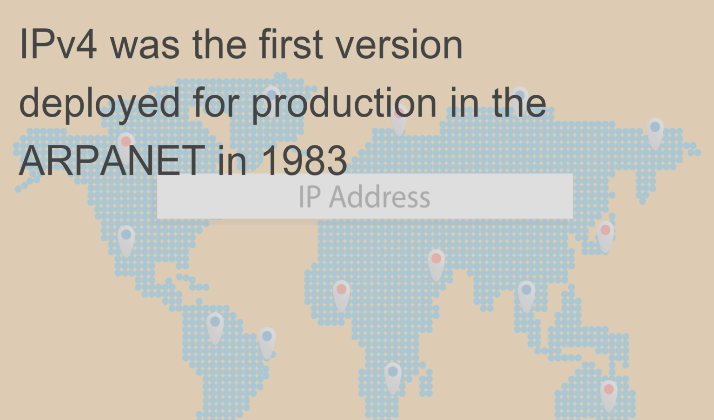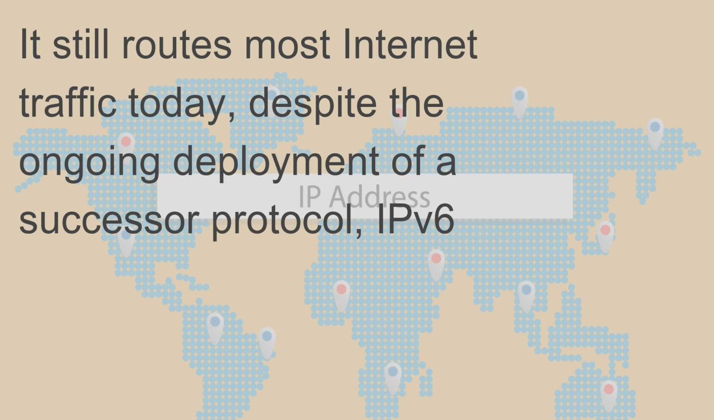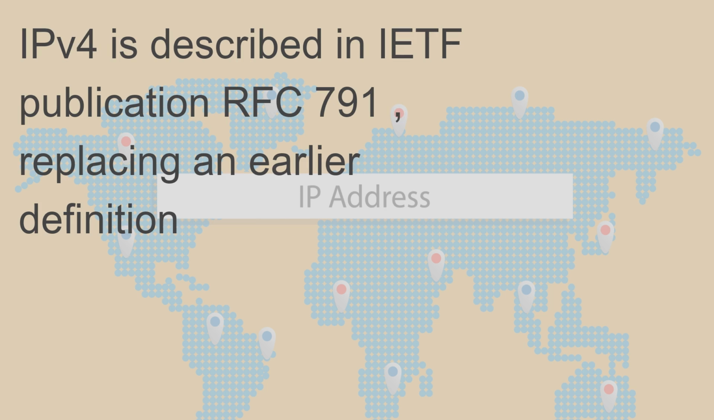IPv4 was the first version deployed for production in the ARPANET in 1983. It still routes most Internet traffic today, despite the ongoing deployment of a successor protocol, IPv6. IPv4 is described in IETF publication RFC 791, replacing an earlier definition.